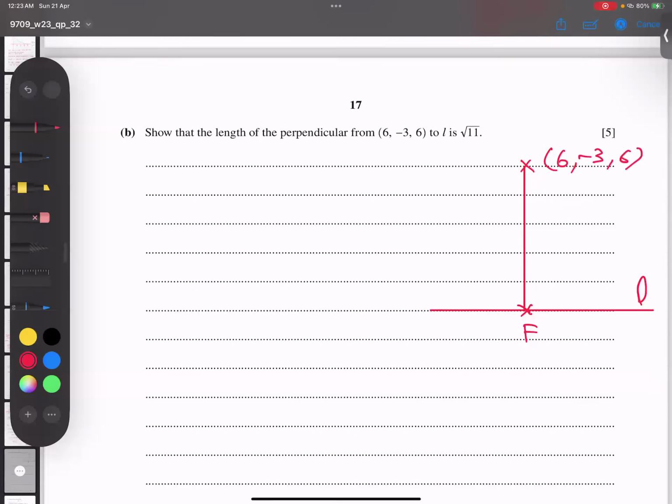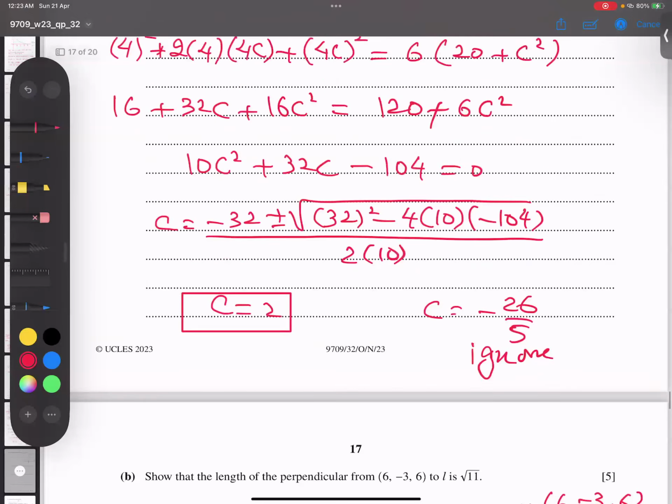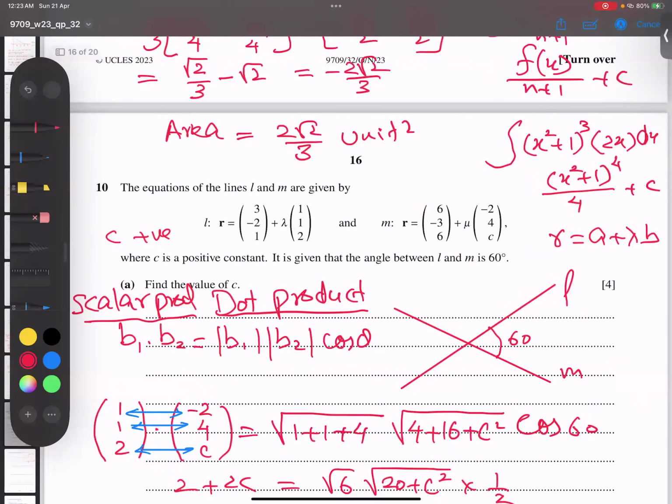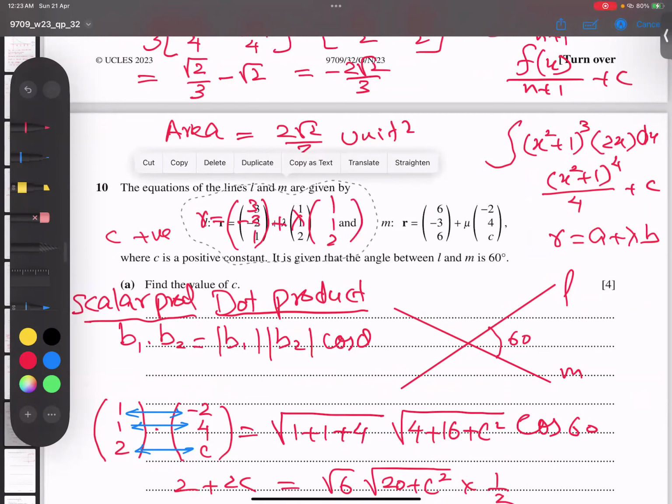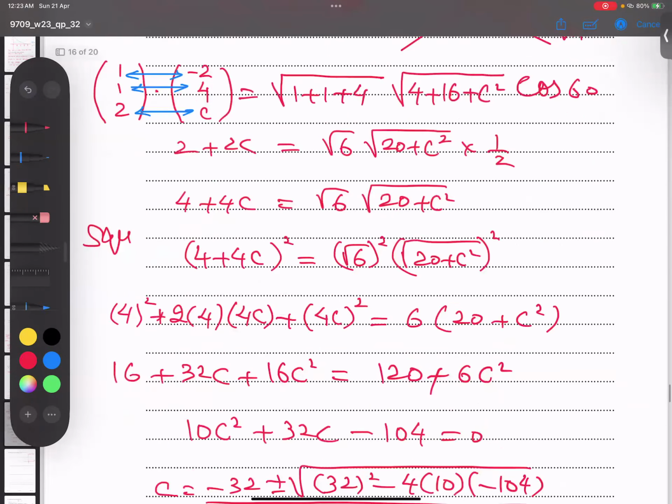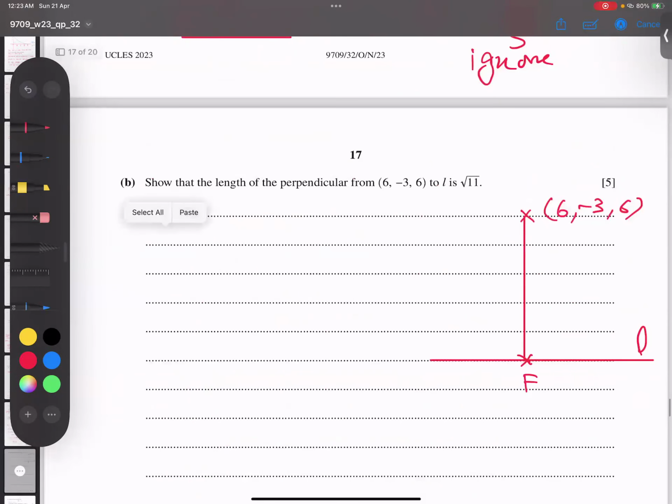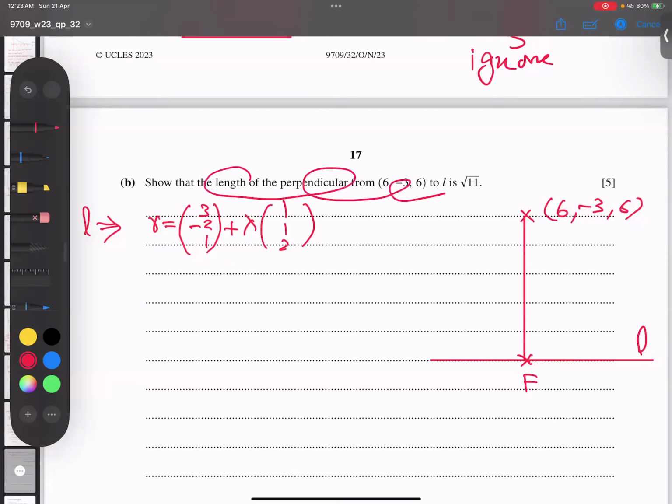Okay, the important part is what? Let me copy the equation of line L. Line L: r equals (3, -2, 1) plus lambda times (2, 1, 1, 2). So I need this equation. Cut from here and paste here. Okay, line L is this. So first of all, try to understand the planning. He said to show the length of the perpendicular from this to this.